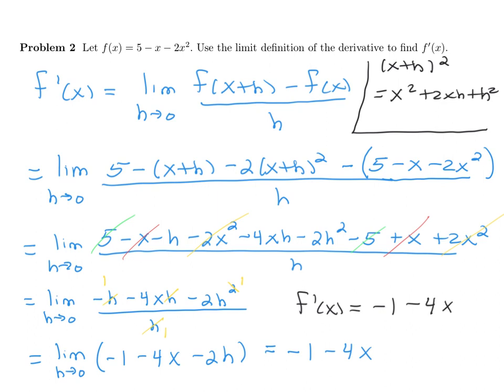And if you'd like, you can use your shortcut derivative rules to verify this. The derivative of 5 is 0. Minus x goes to minus 1. Bringing down the 2, we get minus 4x. So I'm confident that this is correct.